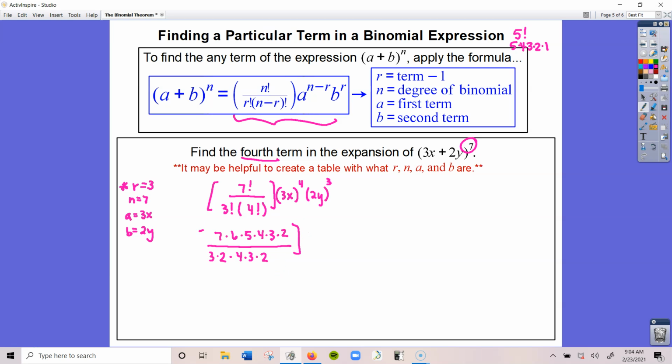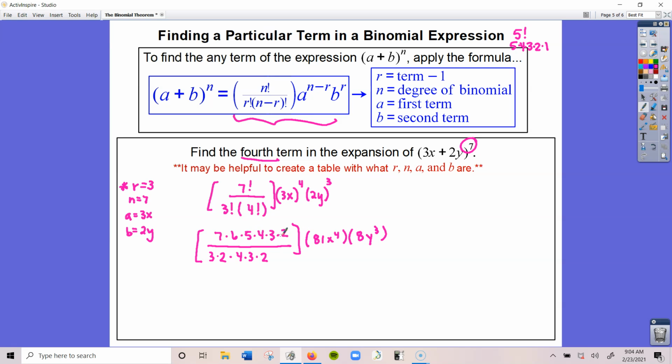All of this, and then 3x to the 4th. So that's going to be 3 to the 4th, which is 81 x to the 4th, times 2y to the 3rd. 2 to the 3rd is 8, y to the 3rd. So now how can we simplify this to make our life a little bit easier?